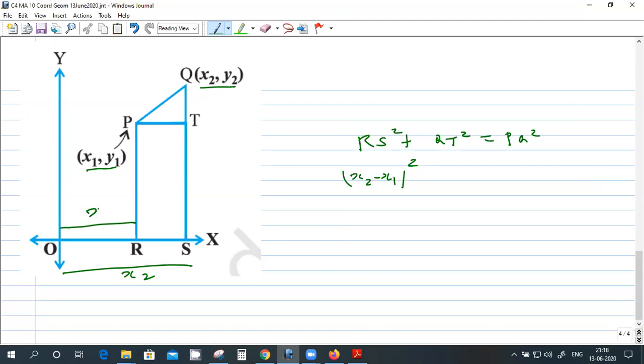X1, Y1. This horizontal distance is X1, and this vertical distance is Y1. And this vertical distance is Y2. That is the meaning of the coordinate of a point: how far it is from the x-axis and how far it is from the y-axis. The first one is Y1.